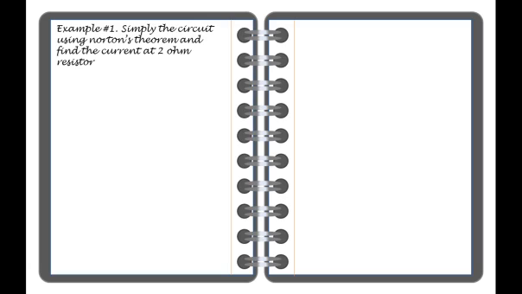Now, simplify the circuit using Norton's theorem and find the current at the 2 ohm resistor. I'm sorry for the wrong spelling. It must be: simplify the circuit using Norton's theorem and find the current at the 2 ohm resistor. I really emphasize that in this example we're going to use Norton's theorem.